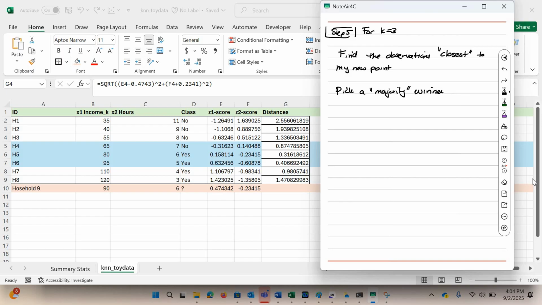How do you know that? Because they're the smallest. Or just the smallest number? The smallest is away. And because they're the closest, I just look at it. One was no and two were yeses. The majority were yeses. So my prediction is my new guy is probably going to be a yes.